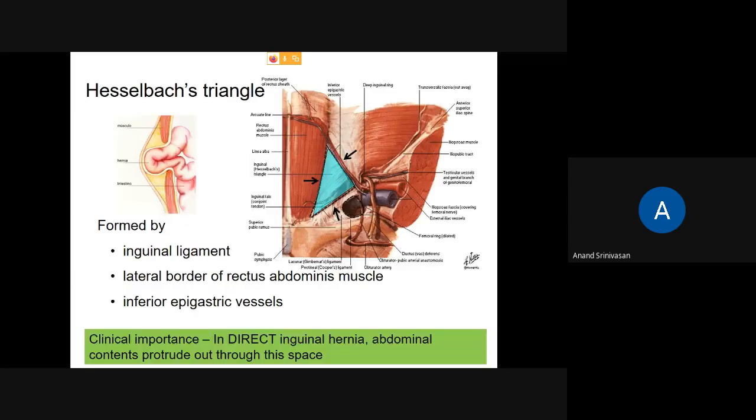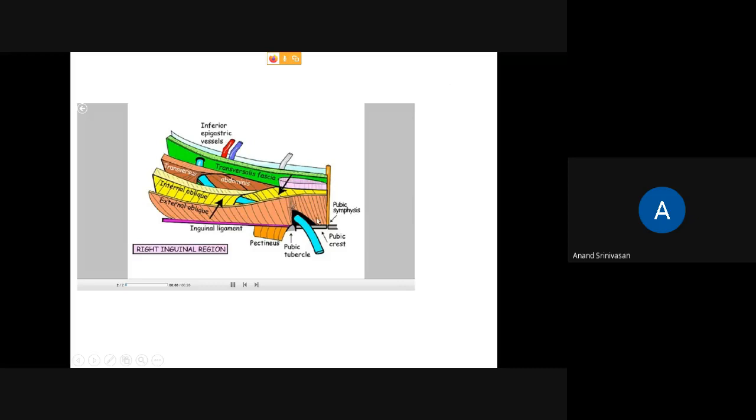But the main part which you need to remember is Hasselbach's triangle and what the boundaries of the Hasselbach's triangle are. Another point: how to differentiate clinically an indirect inguinal hernia from a direct inguinal hernia. The indirect inguinal hernia passes through the deep inguinal ring and the superficial inguinal ring.